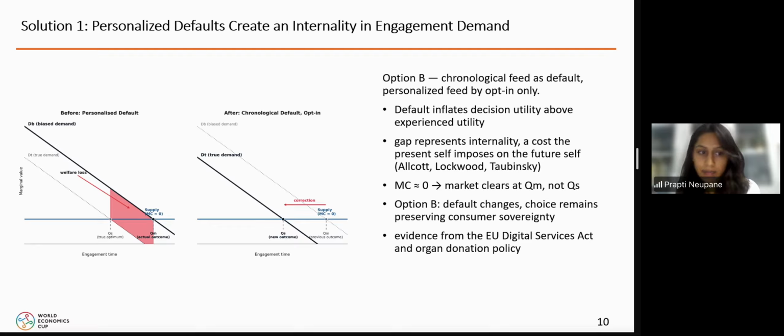Since it costs the platform almost nothing to serve more content, the market just settles at a high quantity, causing a welfare loss, which is also known as the internality. So instead of the lower one, QS, which is basically what people really want, our option B eliminates that internality, producing at an optimal output. Next slide.